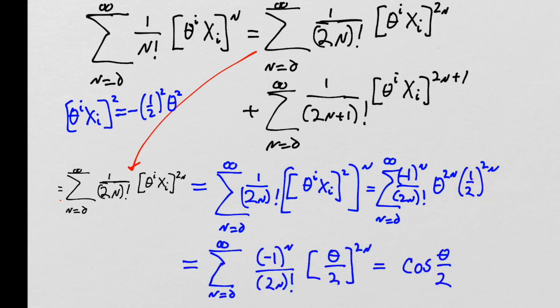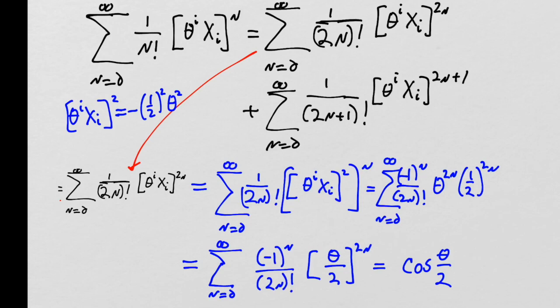And that brings us to the final step, where I just simplify these things and make it look like the cosine series, right? So cosine series is even. So n equals 0, you get 1s, and ends up being cosine of what's being raised to this 2n power. So it's cosine of theta over 2. Remember, theta is the sum of the squares of the individual parameters. So that takes care of the even terms.